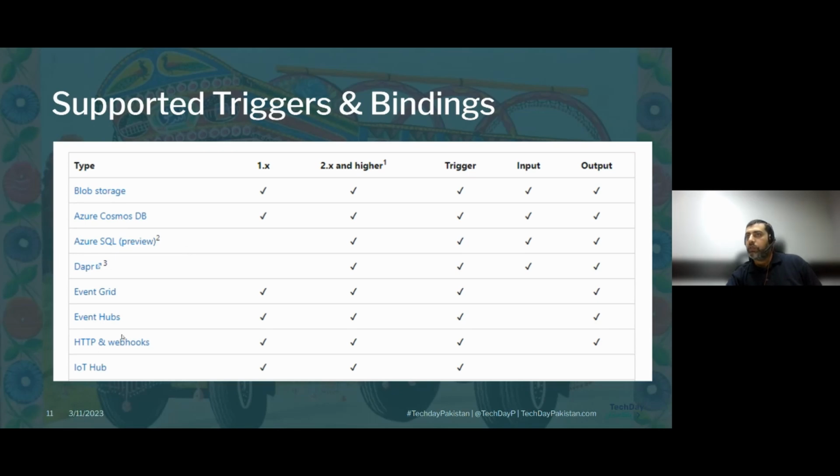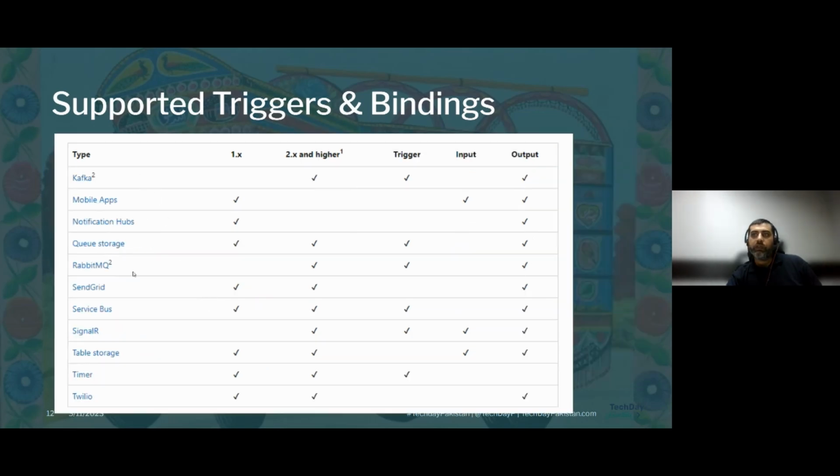Okay. So this is a small list, and then we have this list. You can see we have a lot of out-of-the-box bindings and triggers available, and you can even create your custom triggers too, right? But you can see a list here.